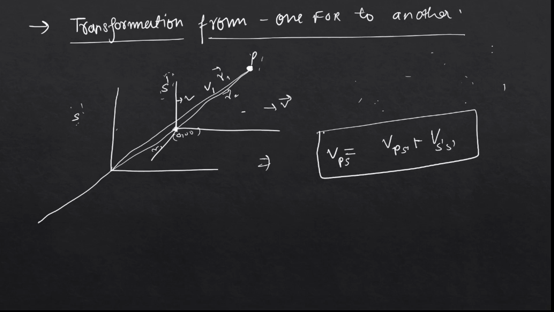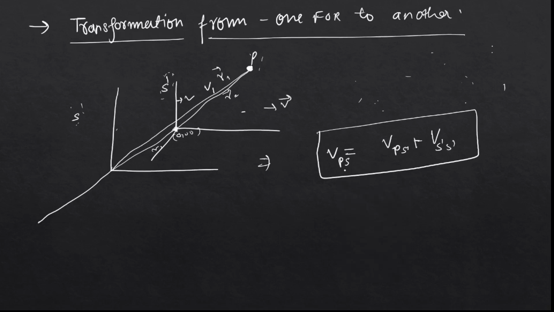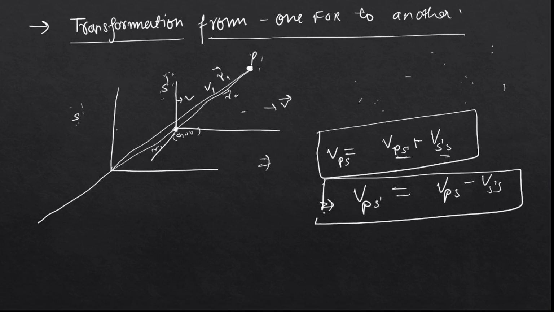This is the transformation equation, which means the velocity of this particular event or particular particle p in S frame is equal to the velocity of this particle p in S dash frame plus the velocity of this S dash frame in the S frame of reference, right? From here, I can find the velocity of this particle in S dash frame. The velocity of the particle in this frame would be minus vs dash, right? So this is how I can find the motion in two frames of reference.